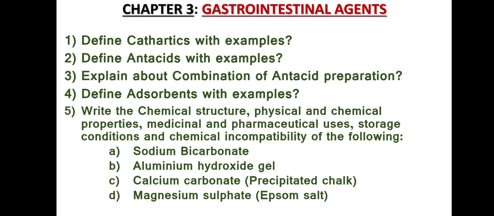Fifth question, write the chemical structure, physical and chemical properties, medicinal and pharmaceutical uses, storage conditions and chemical incompatibility of the following drugs. Subdivision A, sodium bicarbonate. Subdivision B, aluminium hydroxide gel. Subdivision C, calcium carbonate. So calcium carbonate is also known as precipitated chalk. And subdivision 4, magnesium sulfate, which is also known as Epsom salt. So these are the 5 important questions in chapter 3, gastrointestinal agents.